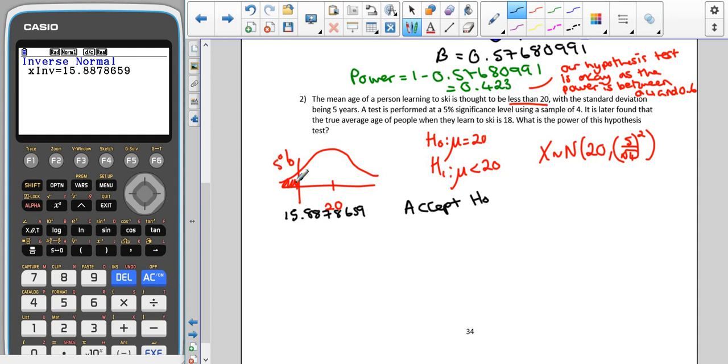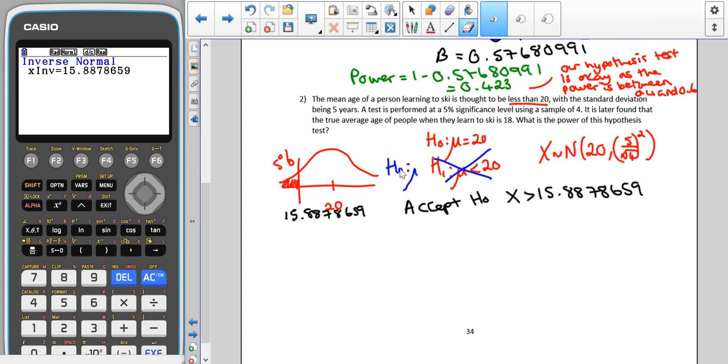I'm wanting the accept H0 region. So remember that the bit that I've coloured in red there is my reject H0 region. So I'm wanting x to be greater than 15.887869. We're then told that the actual mean ended up being 18. So our H1 should have been that mu was actually 18.